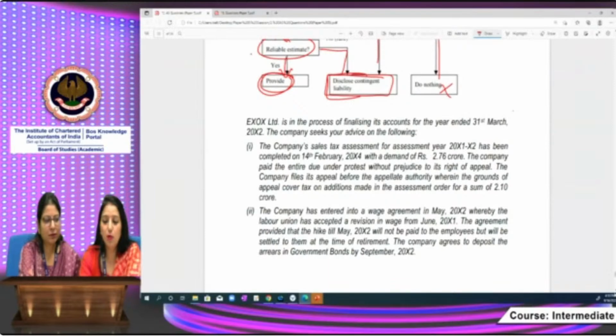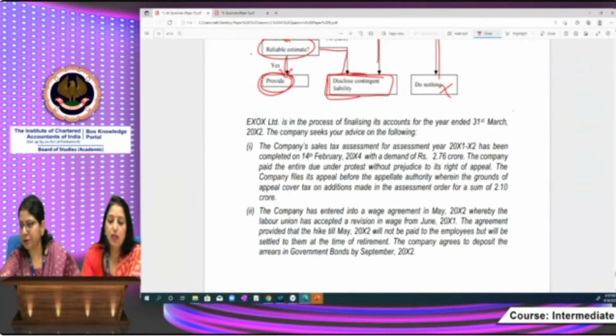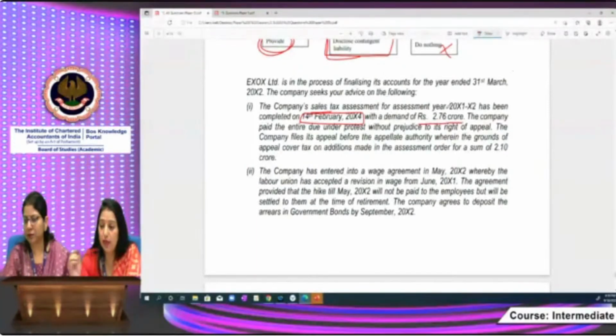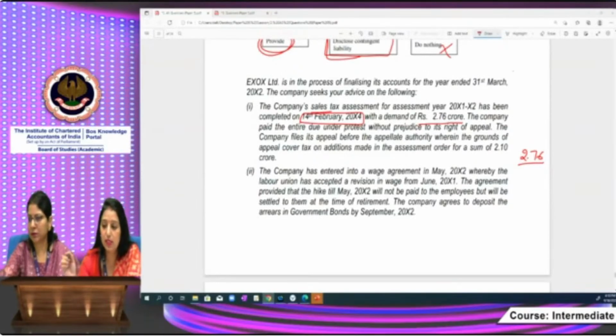This company is finalizing its accounts for 31st March. The company's sales tax assessment for the assessment year has been completed on 14th Feb. When the assessment was completed on 14th Feb with a demand of 2.76 crore, that means a demand of 2.76 crore has been created on the basis of the sales assessment.